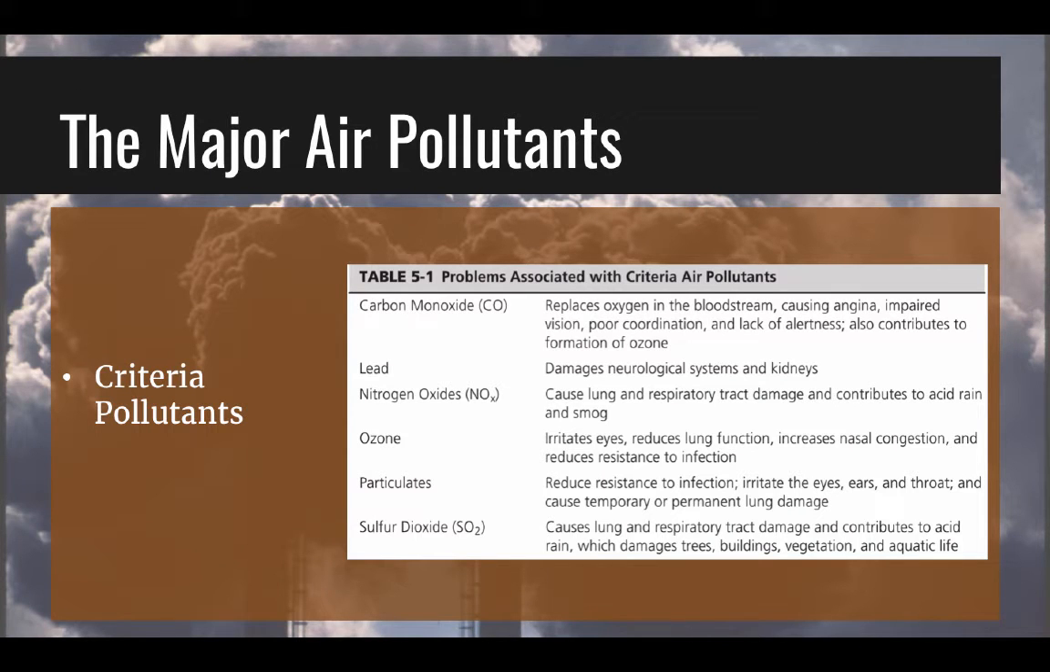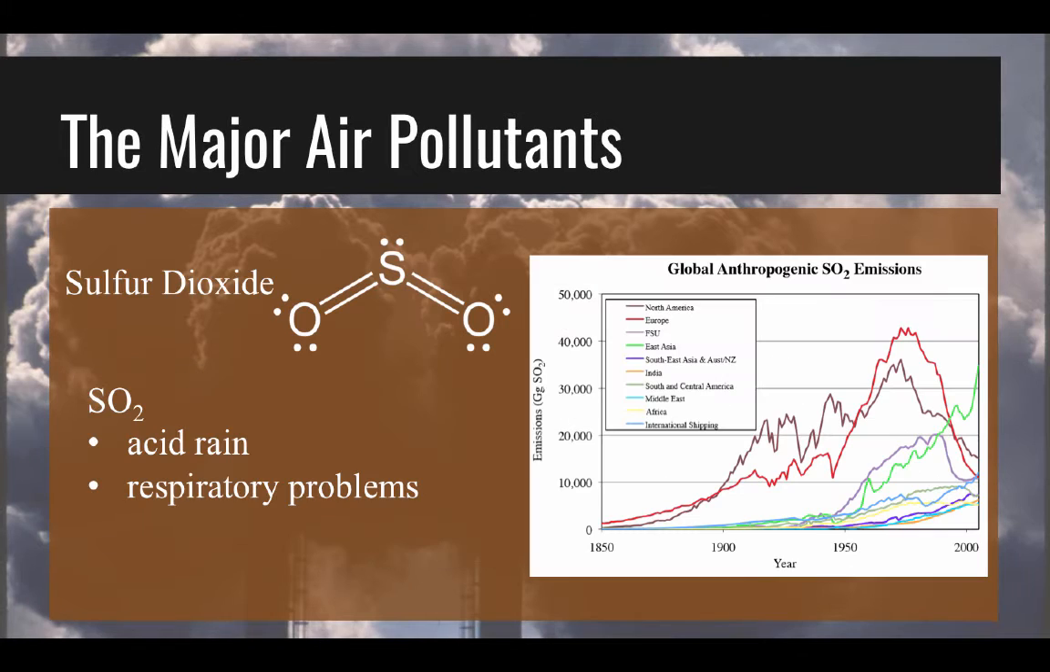Six major pollutants were targeted in the 1970 Clean Air Act. This group of pollutants was called the criteria pollutants. The term criteria pollutants derives from the National Ambient Air Quality Standards requirement that EPA must describe the characteristics and potential health and welfare effects of these pollutants.